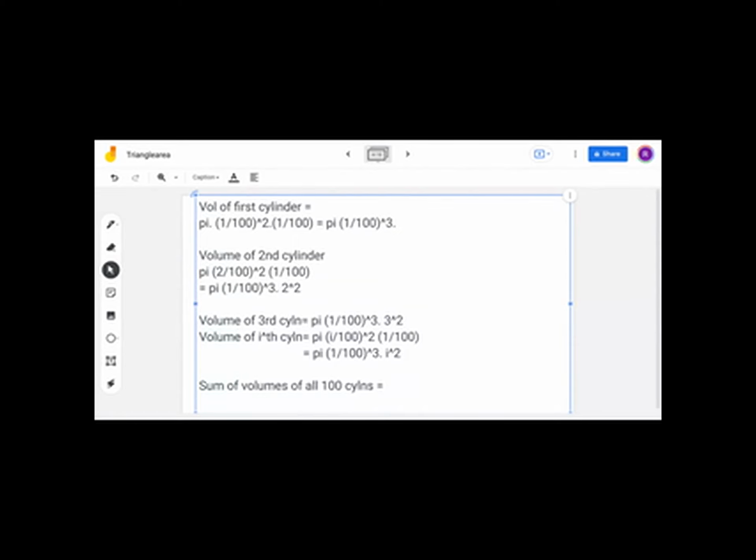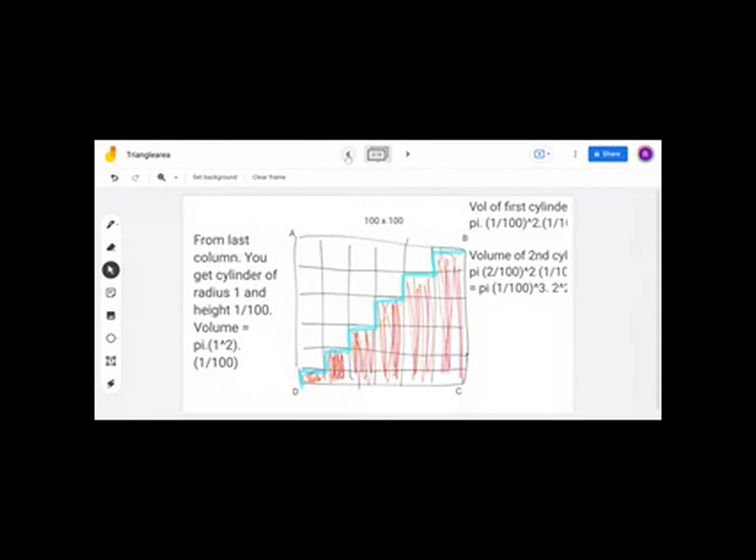If I add up all these small cylinders, what will I get? Approximately, I'll get volume of what? Which cylinder will you get the volume of? The 100 by 100 cylinder.